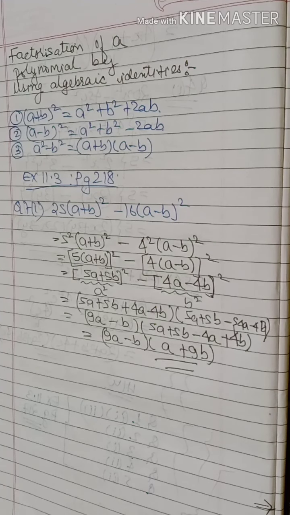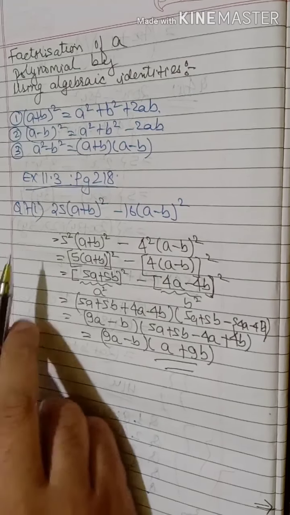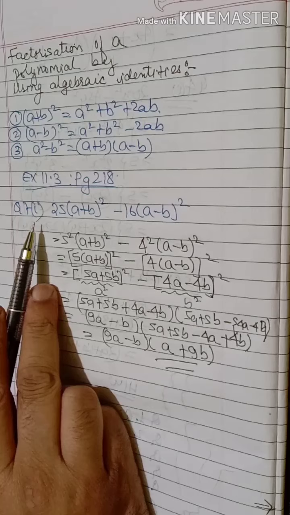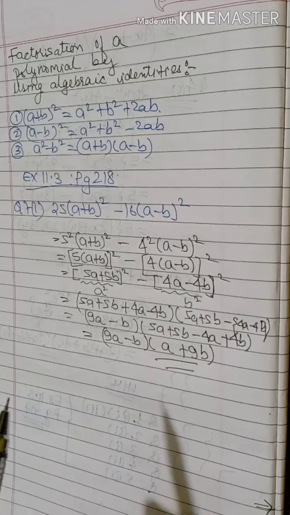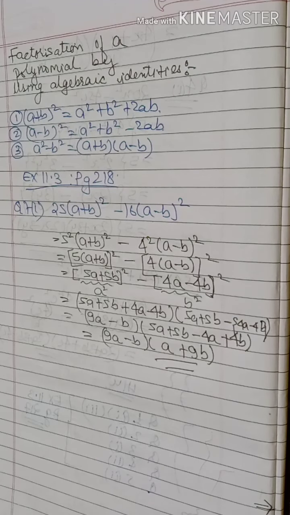Okay, now let us take one more question, question number 8 Roman 1. I have solved question number 7 Roman 1. So 7 Roman 2, since it is similar to this, will be your assignment. Okay, I'll just give you the assignment at the end of the tutorial. Now let us check question number 8 Roman 1.